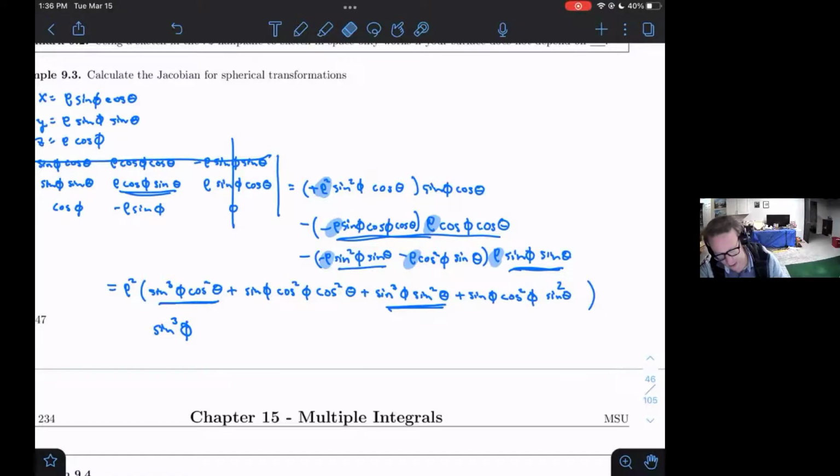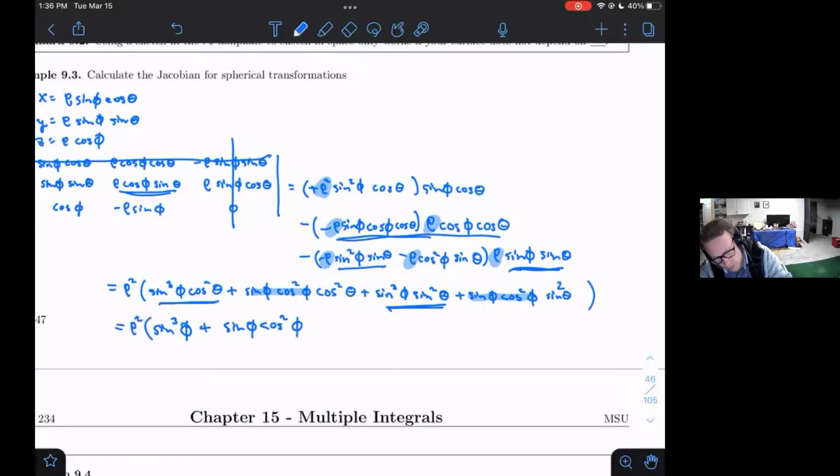Another way that I saw that we can simplify this, notice that for these other ones, for instance, these terms 2 and 4 here, they both have a sine phi, cosine squared phi. And so if you factor that out, sine phi, cosine squared phi, what's left over is cosine squared theta plus sine squared theta, which is equal to 1. All right, so we've simplified quite a bit.